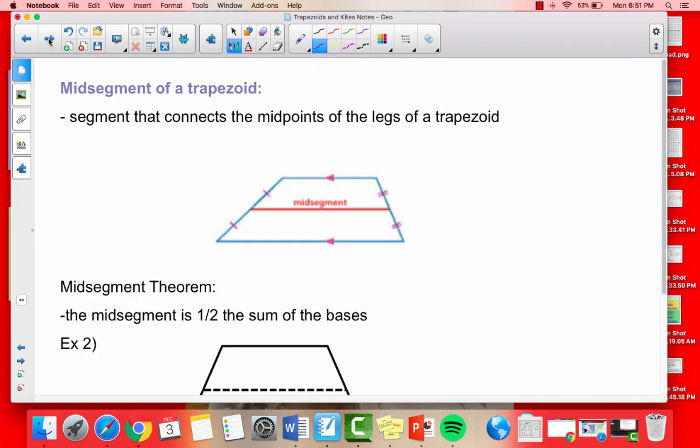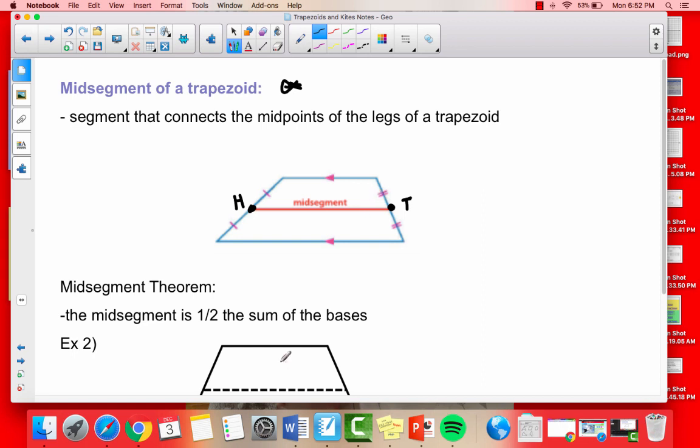The second thing I want to talk about is the midsegment. So this is a new vocab word. Make sure you write this down. The midsegment is a segment that connects the midpoints of the legs. So these points here, I'll call them H and T, would be the midpoints. And the segment that connects them, H to T, is called the midsegment.